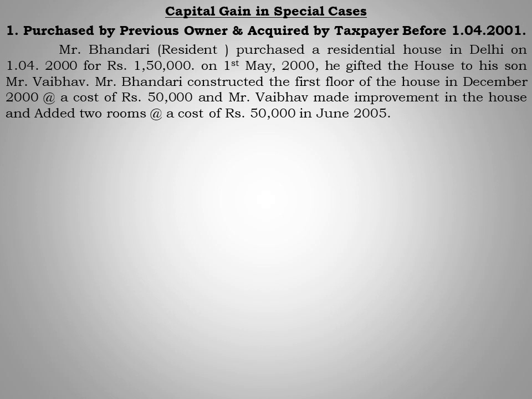What they are saying is, the house property was acquired by the original owner on 1/4/2000 for rupees 1,50,000, and on 1st May 2000 it was transferred from the original owner to the taxpayer, that is Mr. Vaibhav, the son of Mr. Bhandari. Mr. Bhandari constructed an additional floor in December 2000 at a cost of rupees 50,000, which we are going to ignore. Why? Because the improvement was made before our base year. There is one more improvement made in June 2005 of rupees 50,000, which we have to consider. This is the first part.